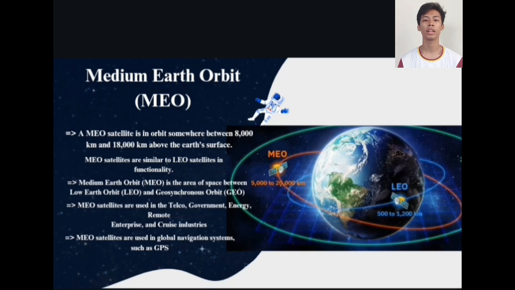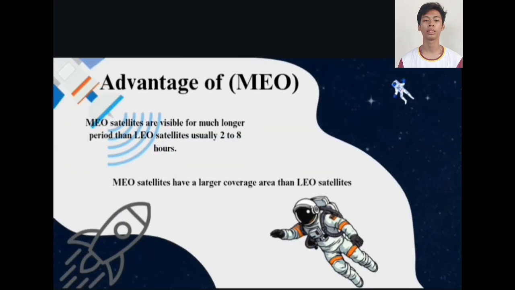Also, since they are higher up than LEO, MEO satellites have a better coverage of the Earth's surface. The disadvantage is that the MEO satellite is higher up, which results in a longer time for communication and a weaker signal. MEO satellites are visible for a much longer period than LEO satellites, usually 2 to 8 hours. MEO satellites have a larger coverage area than LEO satellites.